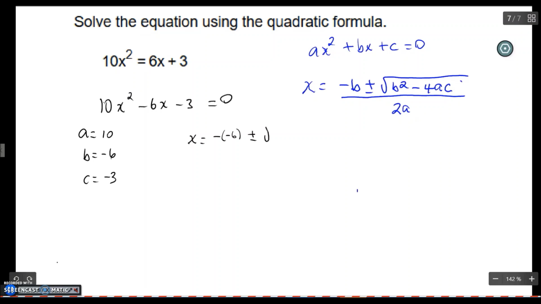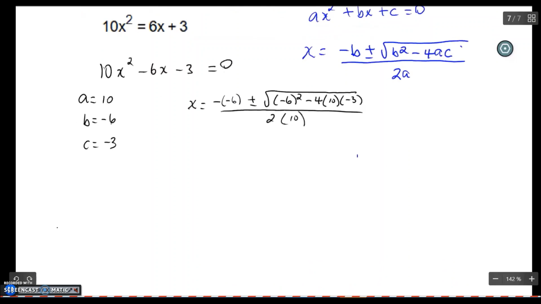Plus or minus the square root of b squared. Well, okay, negative 6 squared minus 4 times a, which is 10, times c, which is negative 3. That whole thing is divided by 2a, so that's 2 times 10. Now we just have a little cleaning up to do here, so let's do that.